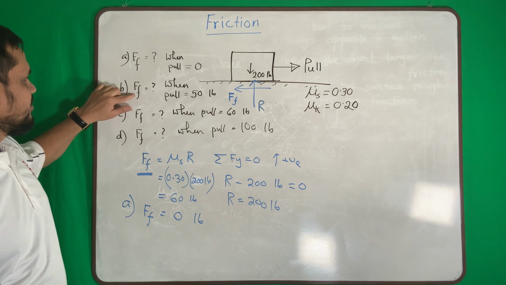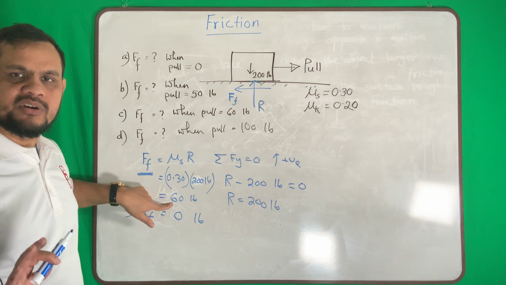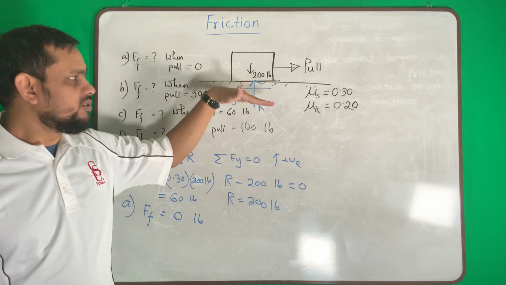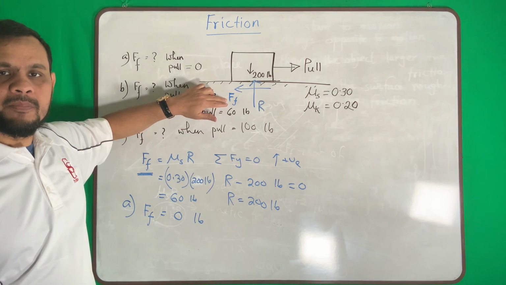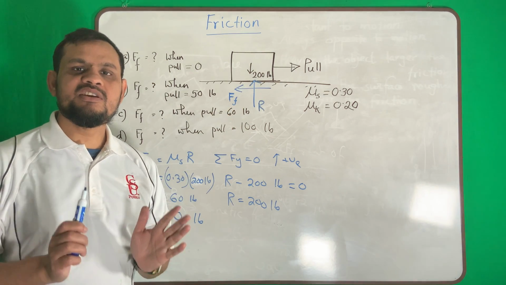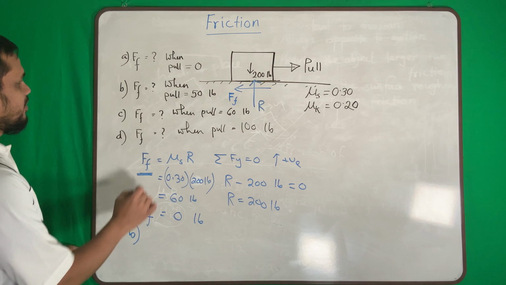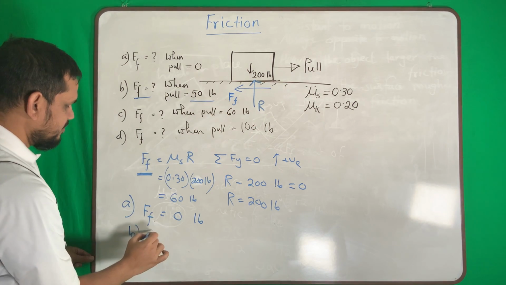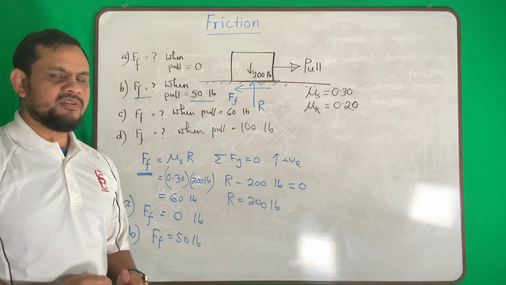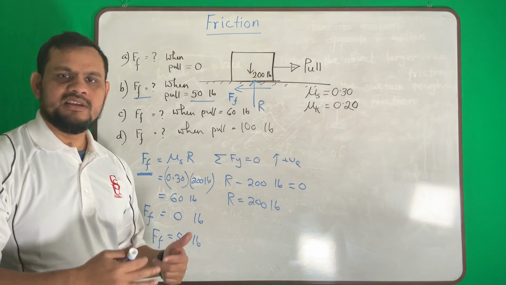Case number 2. What is the value of the friction when my pull is 50? Now this 50 is less than 60. That means still my body is not moving. Still my body did not get the frictional force of 60, because summation of x should be 0. As my body is not moving, this value and this value are equal. They are in equilibrium condition. So F is 50 pound, because my body is in equilibrium. It is not moving. So whatever I am applying this way, it is resisting that way. This is why the body is at rest.